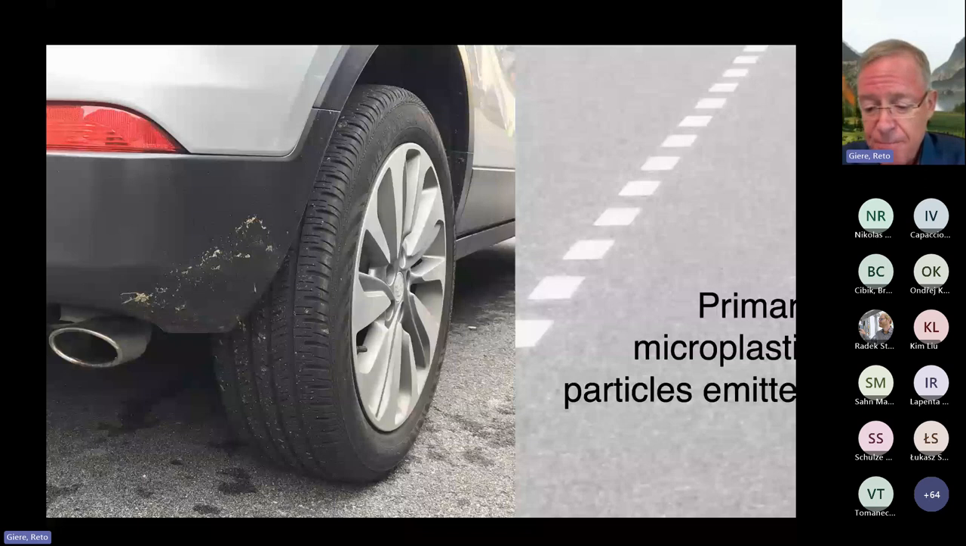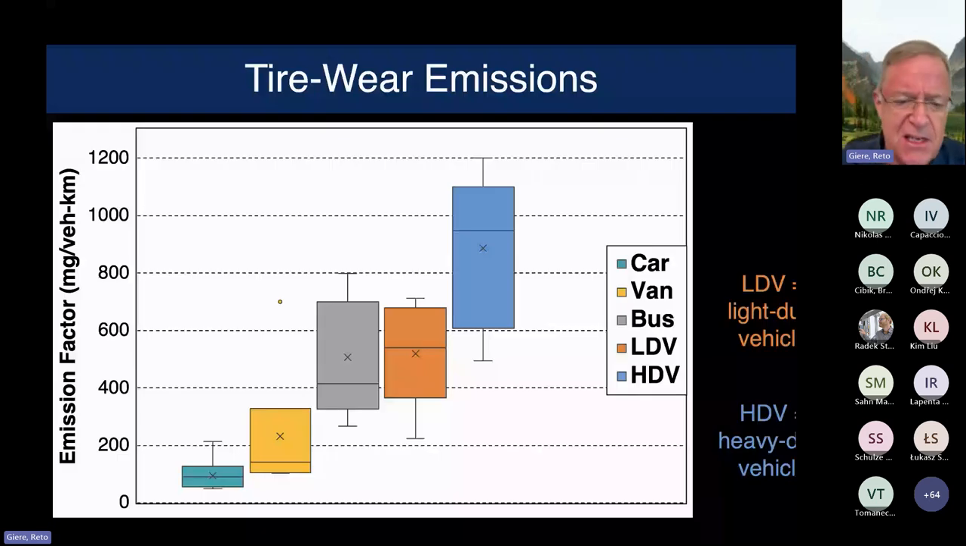So the question is now, how much do we emit? And this is a diagram from the book, actually, where we looked at the emission factors. We studied the literature and compiled the data. And what you see here is, from left to right, we increase the weight of the vehicles. So on the very left-hand side, you have an average passenger car. And you see average emissions are about 100 milligrams per kilometer driven, or vehicle kilometers. So 100 milligrams, it means per kilometer.